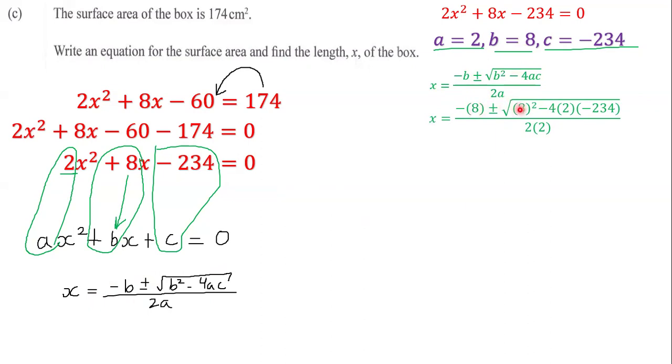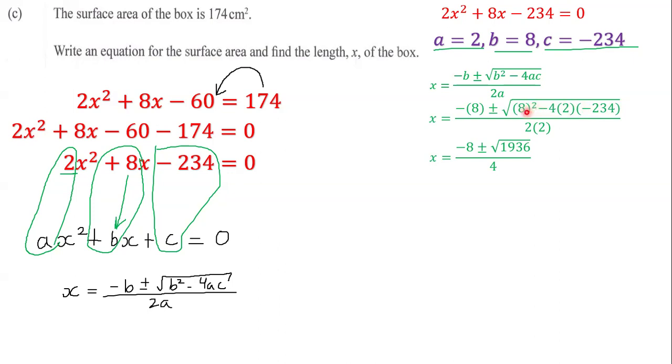Then we have to substitute our a's. We have that a is equal to 2, and we also have that a is equal to 2 right here. Then we substitute c. C is equal to negative 234. Next, we have 8 squared minus 4 times 2 times negative 234. So we evaluate all of the numbers inside of the square root.